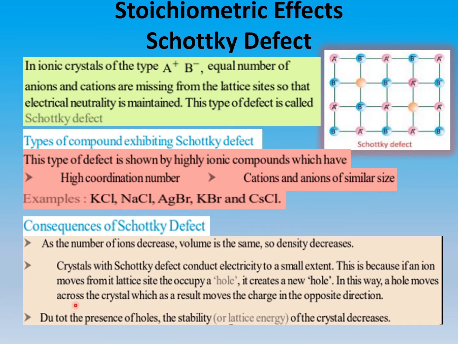The holes move across the crystal. As a result, the charges move in the opposite direction. So if it moves one side, the positive charge also will move in that same way. So it will keep on moving. Due to the presence of holes, the stability of the crystal will decrease. Stability of the crystal will not be there in Schottky defect.